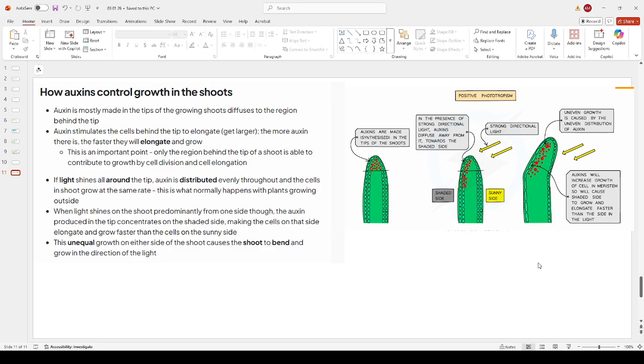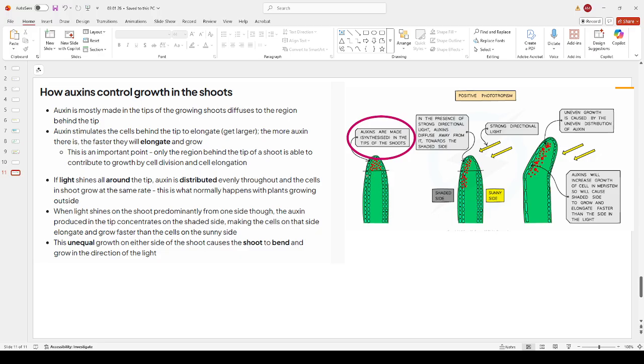Okay, let's have a look. So it says, how do auxins control growth in the shoots? So auxin is mostly made in the tips of the growing shoots. Diffuses to the region behind the tip. So this is where they're made. They're made in the tips of the shoots. Synthesized, as you can see.